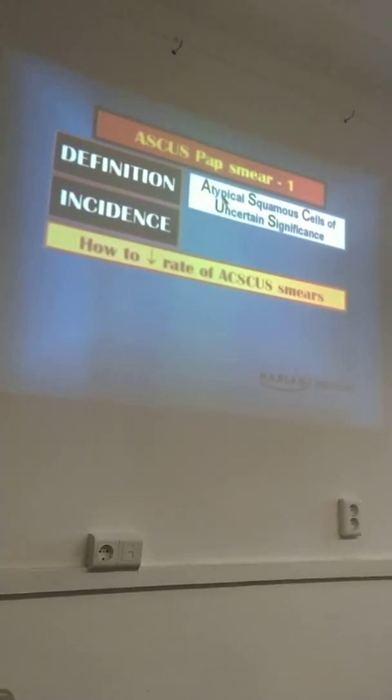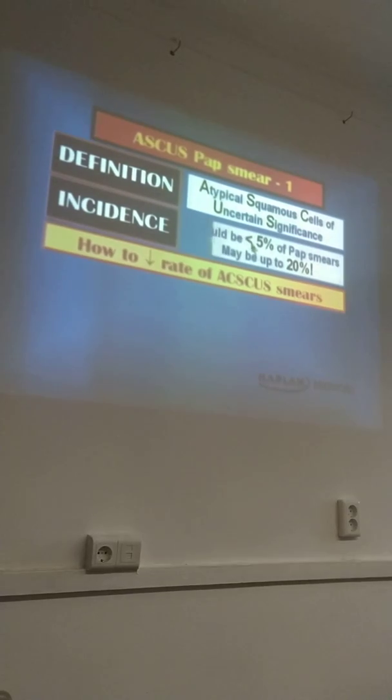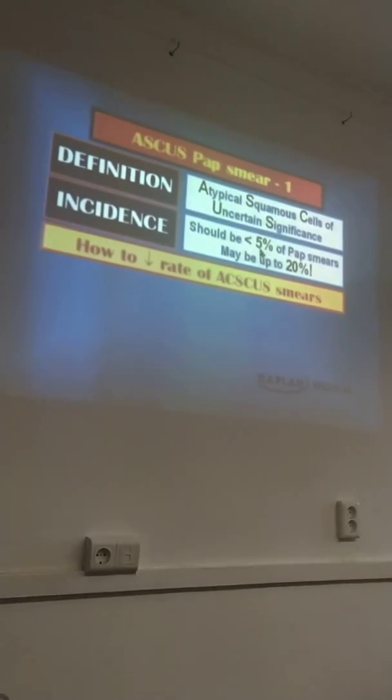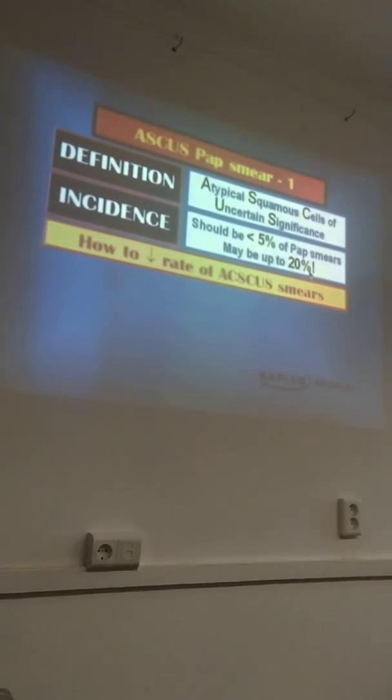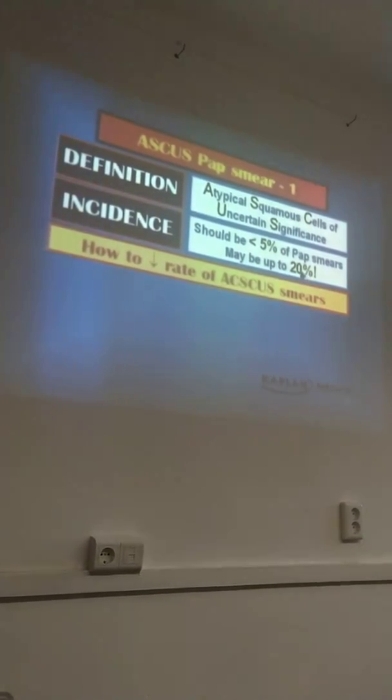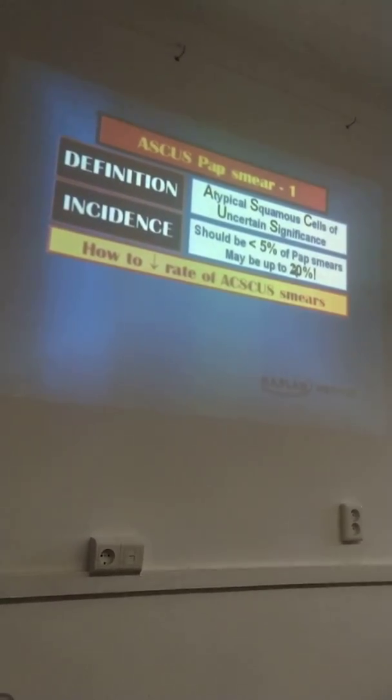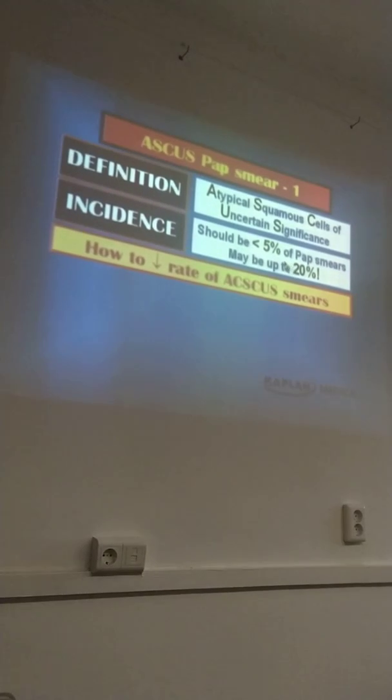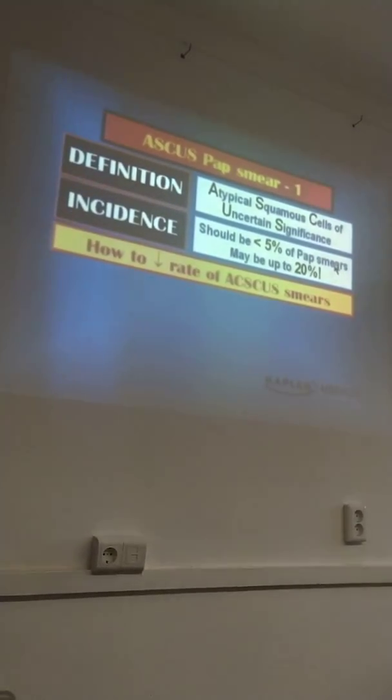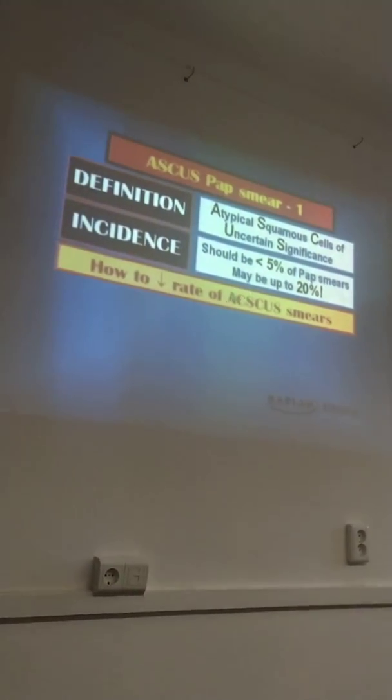Definition. Atypical squamous cells, I don't know what they mean. Uncertain significance. How often should we see this? We should see it in less than 5% of Pap smears, but we may see it up to 20%. What's the most common reason pathologists are sued? Failure to make a diagnosis of cancer. So if they're not sure, what are they going to put down? ASCUS.